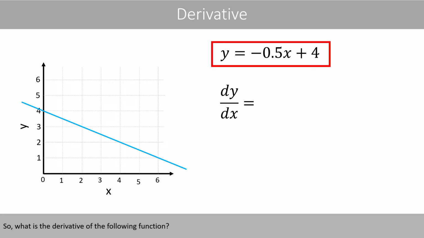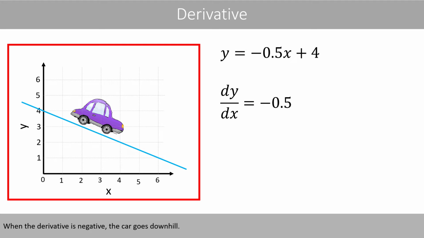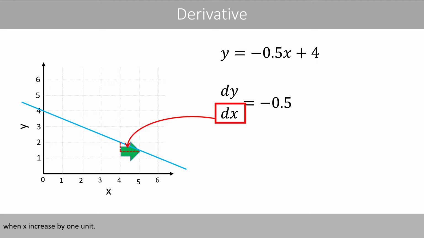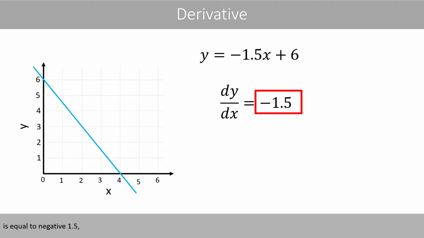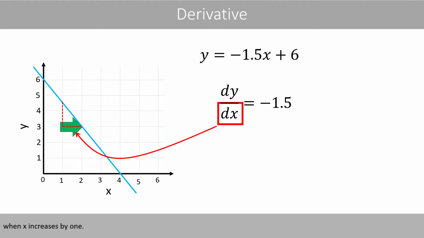So, what is the derivative of the following function? Since the slope is negative 0.5, we know that the derivative is negative 0.5. When the derivative is negative, the car goes downhill. A derivative of negative 0.5 means that y decreases by 0.5 units when x increases by 1 unit.